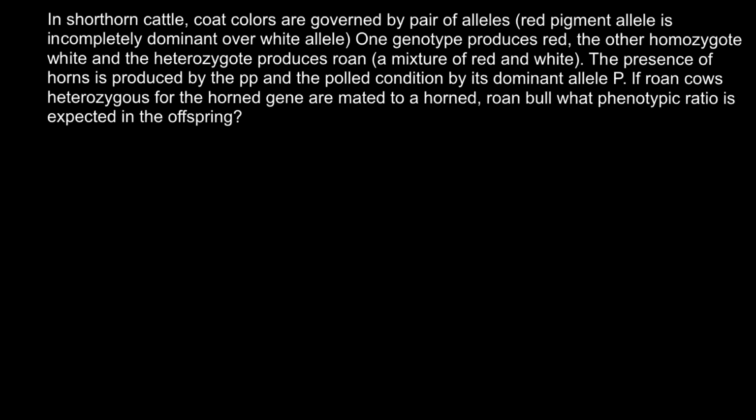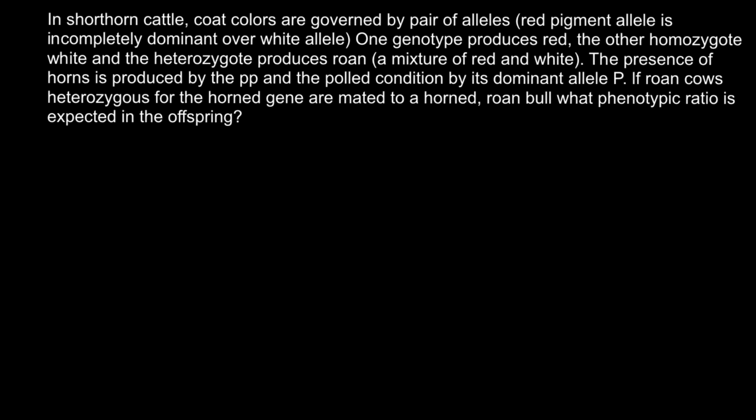Here's a problem. In short-horned cattle, coat colors are governed by a pair of alleles. Red pigment allele is incompletely dominant over the white allele. One homozygous genotype produces red, the other homozygote white, and the heterozygote produces roan, a mixture of red and white. The presence of horns is produced by the homozygous recessive genotype, and the polled condition by the dominant allele P. And here's the question: if roan cows heterozygous for the polled gene are mated with a horned roan bull, what phenotypic ratio is expected in the offspring?